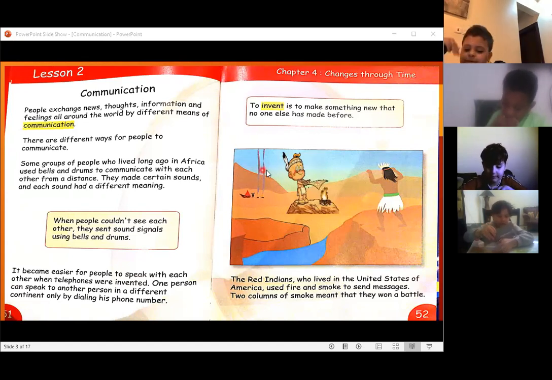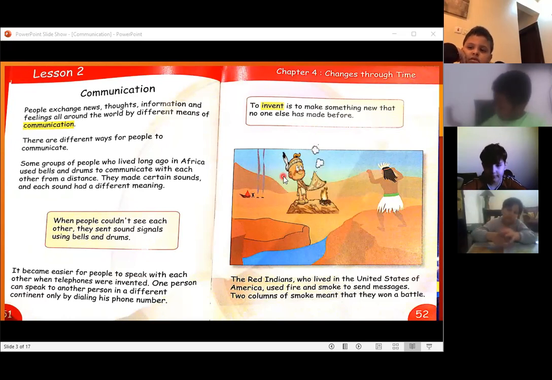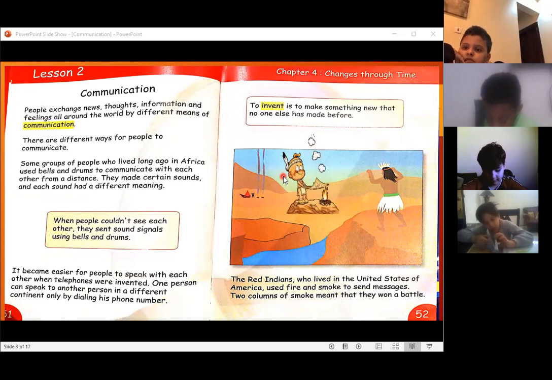You see here, there are two columns of smoke. It means they are the winner. They won the war, they won the battle. So they are the winner. This is how they give the signal to their faraway fellows.